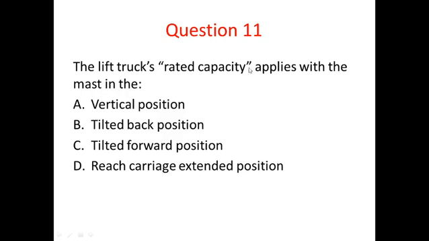The lift truck's rated capacity applies with a mast in which position? So when we had a look at the rating plate in the previous presentation, the image at the bottom right hand corner of that rating plate, where it was highlighting A and B, A being the max height, B being the max load centre, you could see that the mast was vertical. It wasn't tilted forward, it wasn't tilted back, it was in a vertical position. So the answer there is A.